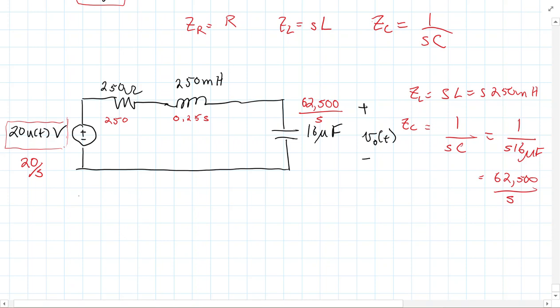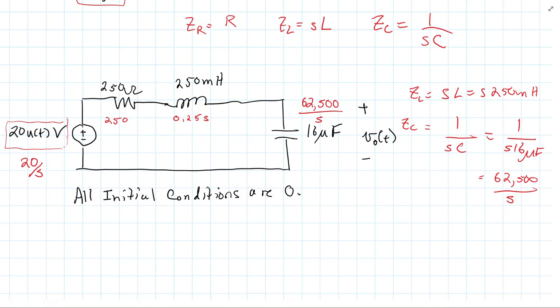And I'll also say here, all initial conditions are 0. Because the first couple of examples we're going to look at are ones where all the initial conditions are 0, just to make life a little bit easier. We'll look at more complicated examples where they're not 0 later on, but it's really just more algebra. It doesn't make it more difficult. So all initial conditions are 0, and I'm trying to find this V out.